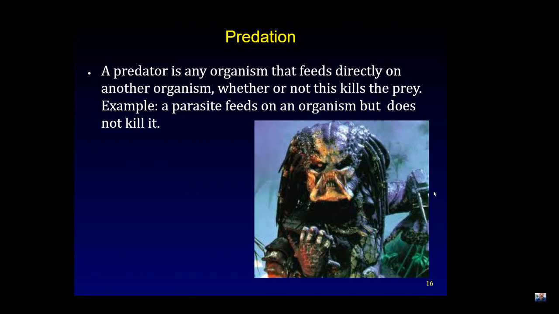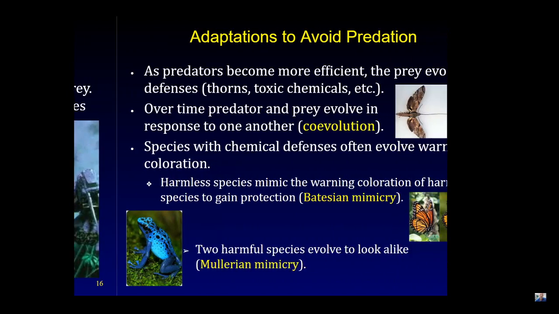Another term to know, predation. A predator is any organism that feeds directly on another organism, whether or not this kills the prey. So for example, a parasite feeds on an organism but does not kill it, right? So think of a tick. Predation can be considered a lion over a gazelle, as well as a parasite. Even though they're not killing it, a tick could technically be considered a predator. They're feeding off another living organism.